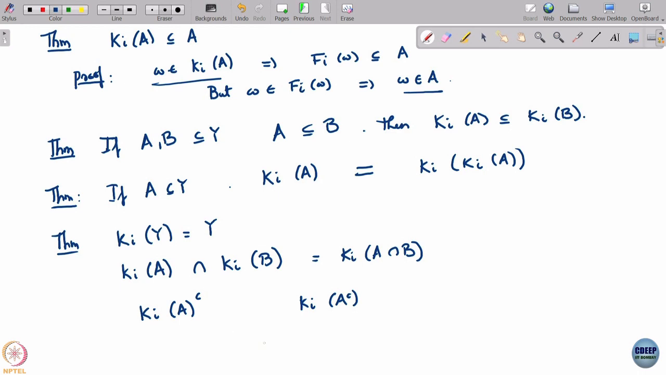You can of course say one thing, which is, let me erase this. This is in fact equal to this. So when a player does not know something, he is not ignorant of his own ignorance. He also knows that he does not know. So again, as I said, self-awareness comes up. So Ki of A the whole complement is equal to Ki of Ki of A the whole complement.